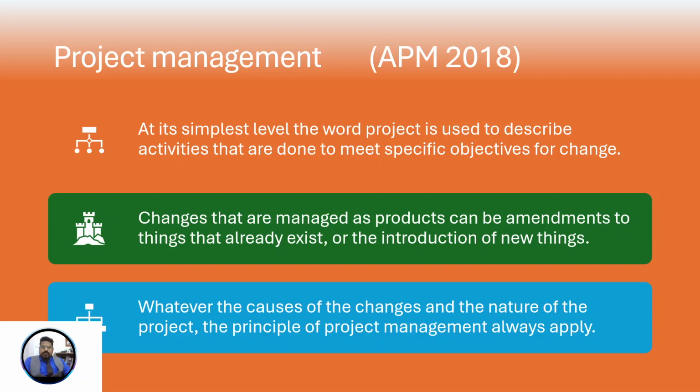As given by the Association for Project Management 2018, at its simplest level, the word project is used to describe activities that are done to meet a specific objective for change. Exactly. Changes that are managed as projects can be amendments to things that already exist or the introduction of new things. If you have an app and you just want to add a few more features to it, then it is a project which is an amendment to the already existing product.